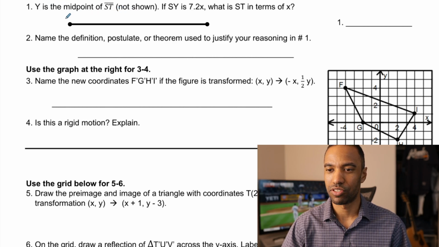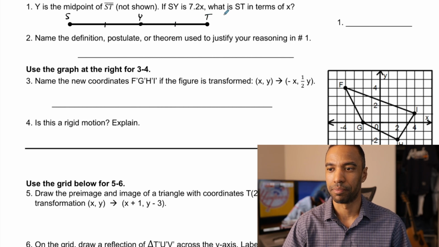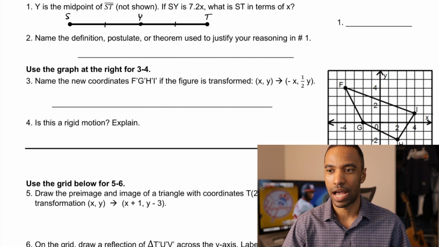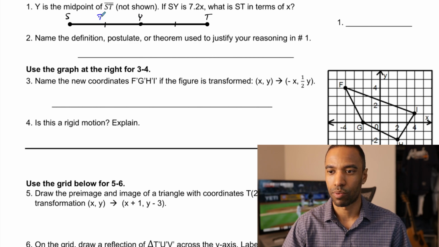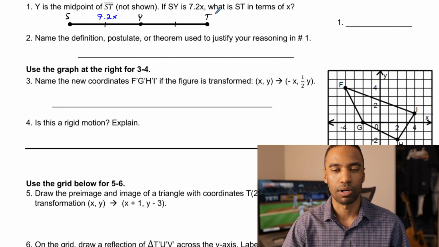Y is the midpoint of segment ST. If this is a segment, I can call ST like this. And Y is the midpoint. The midpoint literally divides the thing into two congruent parts, here and here. Now the thing says if SY is 7.2x. So SY is the length right here. This can be 7.2x. And it says what is the length of ST, the entire thing in terms of x.